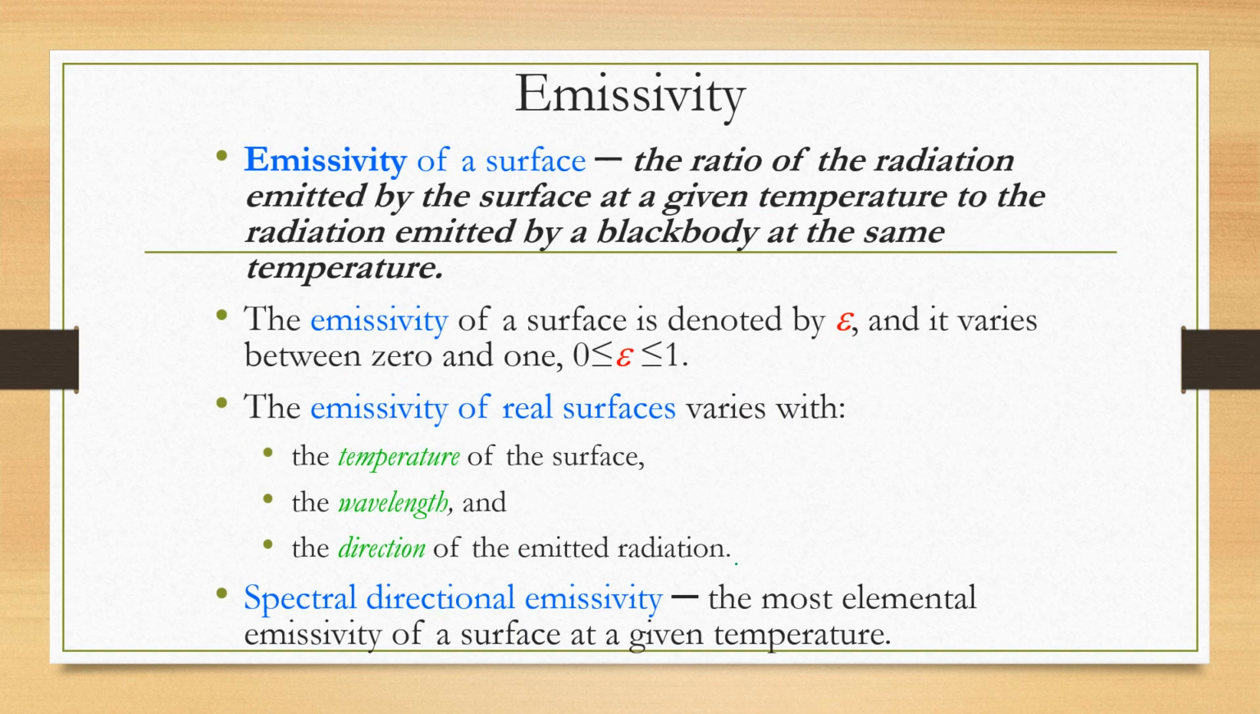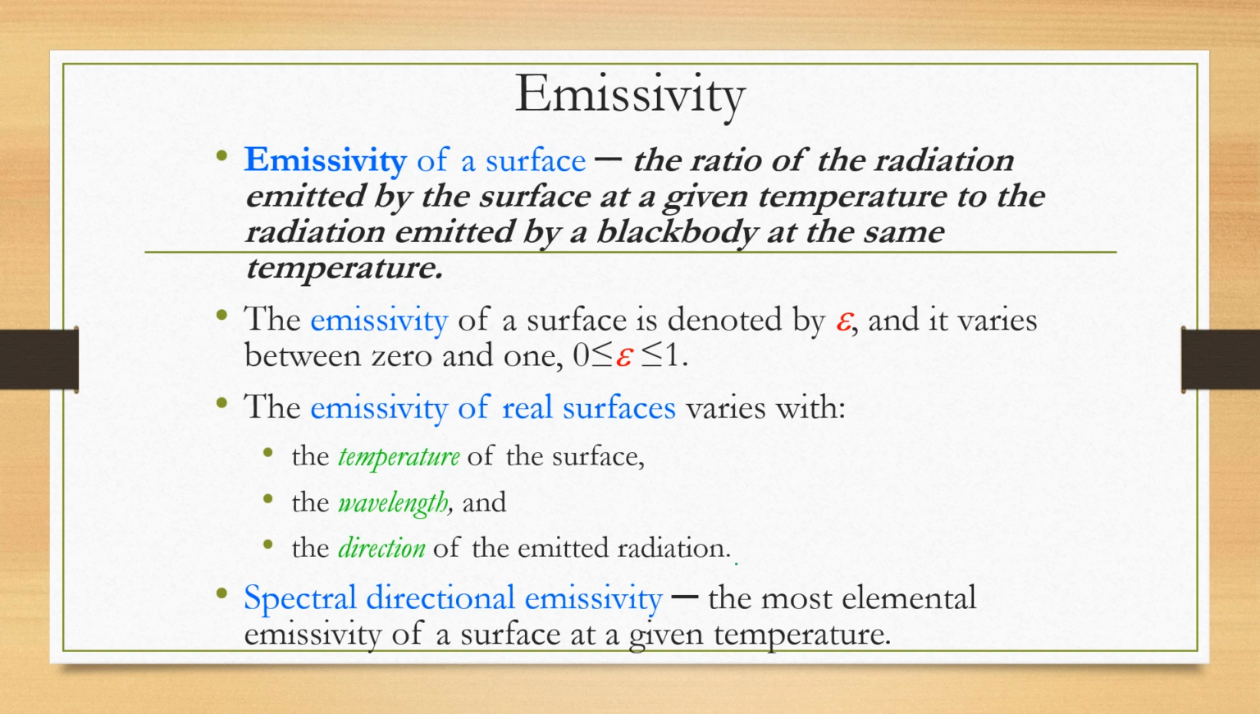I know that you already saw emissivity before this, because in convection we have some radiation that is released from the surface of the body. Emissivity is the ratio of the radiation emitted by the surface at a given temperature to the radiation emitted by a black body at the same temperature. So it is the ratio of the surface material's emissive power over the black body emissive power at the specified temperature. If the surface temperature is 500, the black body radiation that we calculate will be at 500 Kelvin.